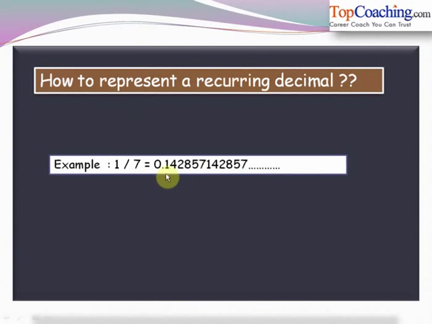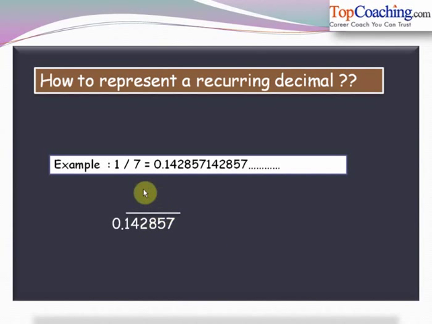So 142857 keeps on repeating itself after a fixed interval. So 142857, 142857, 142857 and so on is a decimal representation of 1 by 7. Now again, how to represent this number? What we do is we write 0.142857 and again we place a bar above 142857. So this is a block that is repeating, so we place a bar over this entire block and this represents that 142857 keeps on repeating itself after a fixed interval.